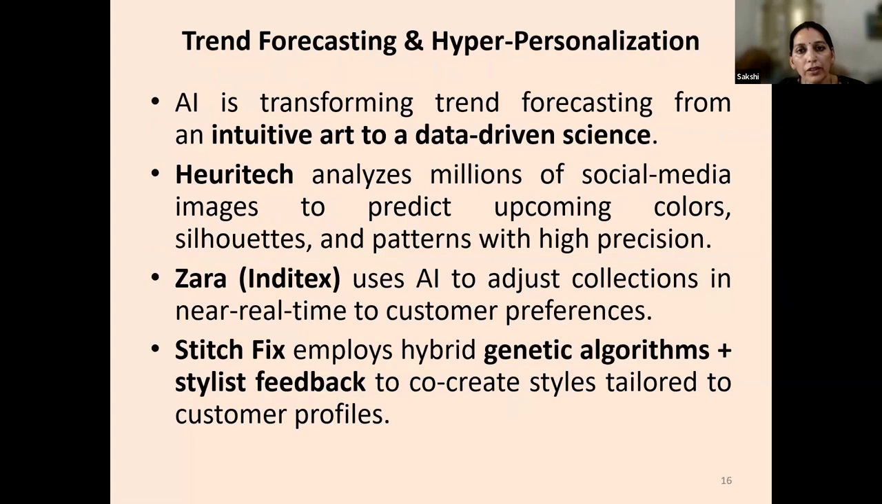And there is another term called trend forecasting and hyper personalization. Even though trend forecasting is done, different companies are using their own AI; that is hyper personalization. For example, Heuritech analyzes millions of social media images to predict the upcoming colors, silhouettes, and patterns with high precision. Zara uses Inditex AI to adjust the collection in near real time to customer preference. Stitch Fix employs hybrid genetic algorithms and stylist feedback to co-create styles tailored to the customer profile. Means according to personal taste and according to trend, they will again design it.